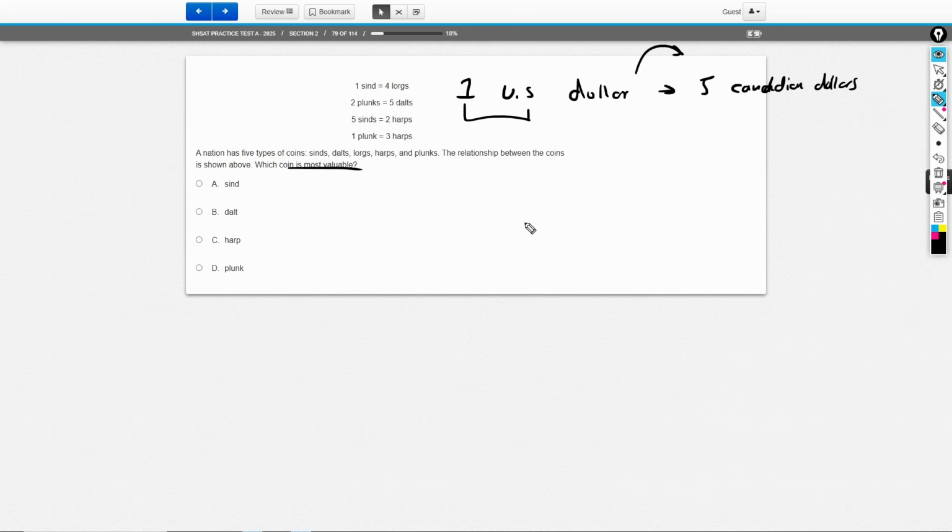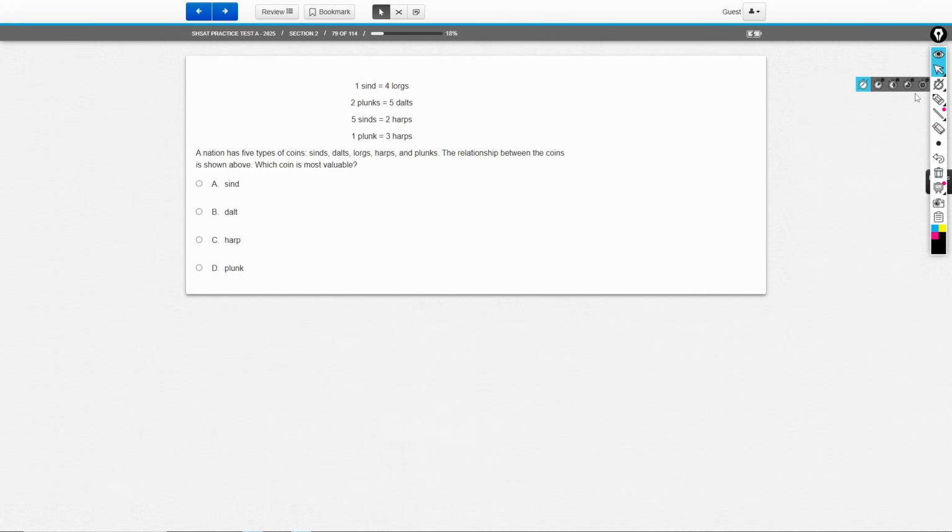Let's say that, like 1 gold bar or 1 pound of gold is like $1,000. What's more valuable, a dollar or a gold bar? Obviously a gold bar, because 1 gold bar gets you 1,000 of something, right? So that's obviously worth more money. Okay, the same thing goes for these like made up currencies, right? Now, let's start comparing them.